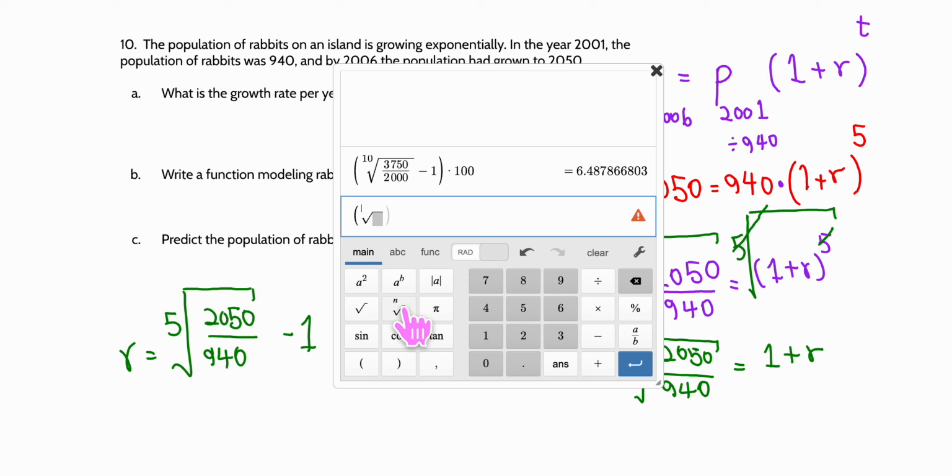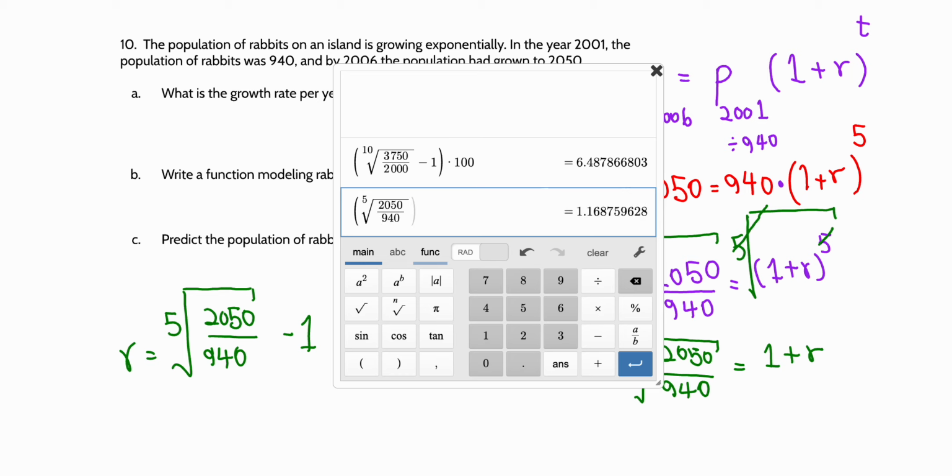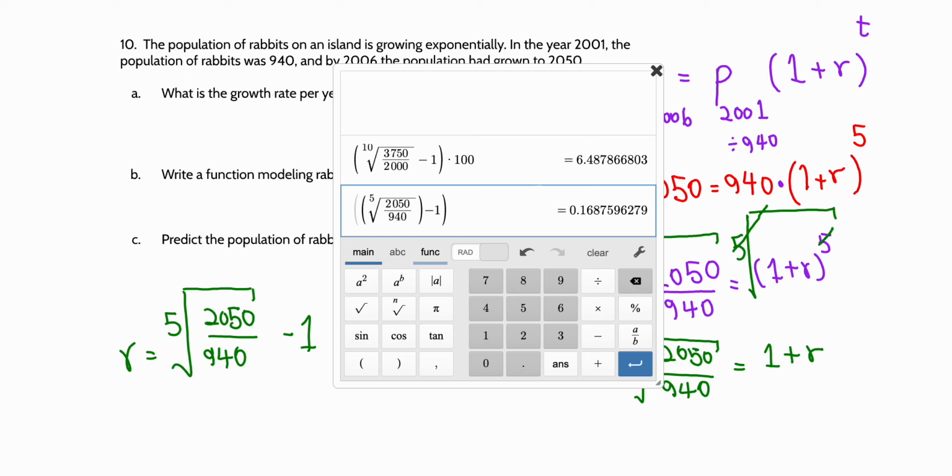I'm looking for a fifth root of 2050 divided by 940. Outside, I'm gonna need minus 1. I'm gonna need another parentheses multiplied by 100. Just want to make sure all the parentheses are in order.